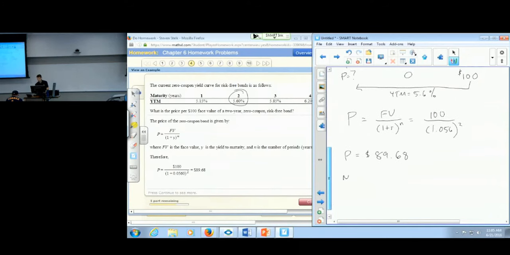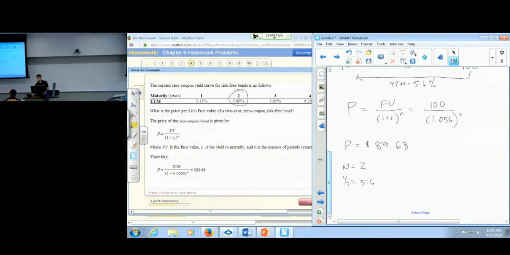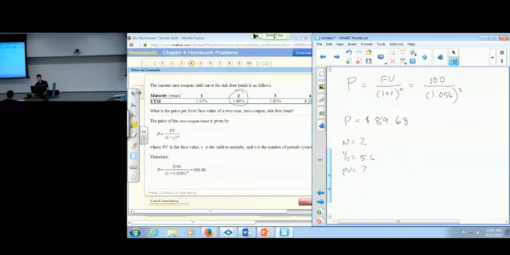If you're wanting practice with the time value keys, you can use that as well, where the number of periods in this problem are 2. Your discount rate, which is your yield to maturity, it's 5.6%. Present value is what you're looking for. Payment is nothing. We get no periodic payments off of this bond. And the future value is 100. And if you put in a positive 100, you should get back a negative 89.68 or something really close to it.